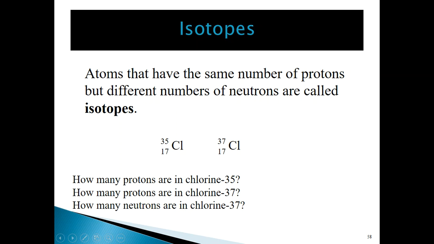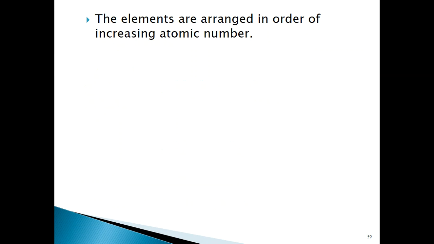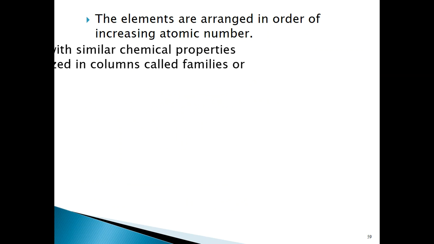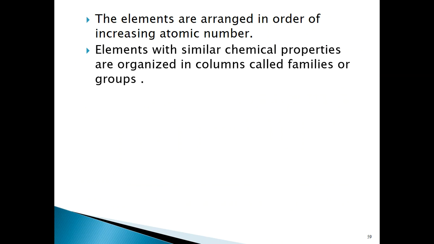All right? So that's basically how we can calculate the different numbers of the different fundamental particles that are present in an atom. Okay, now, going back to the periodic table, the elements are arranged in order of increasing atomic number.